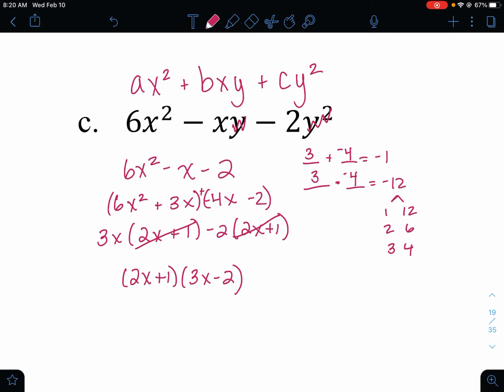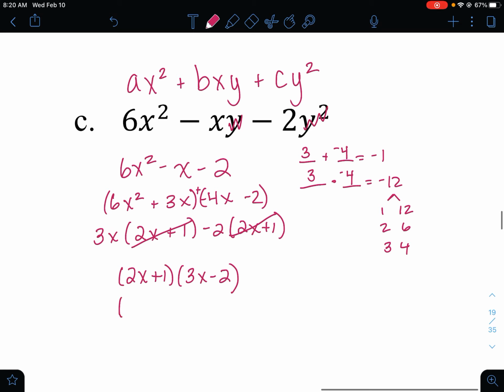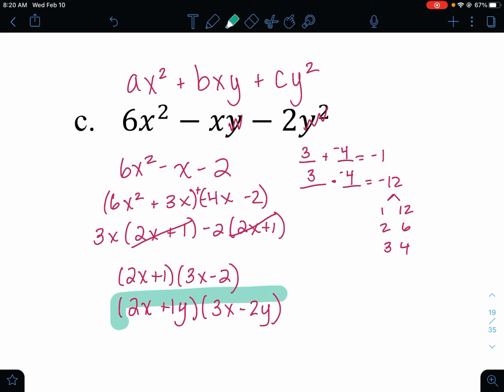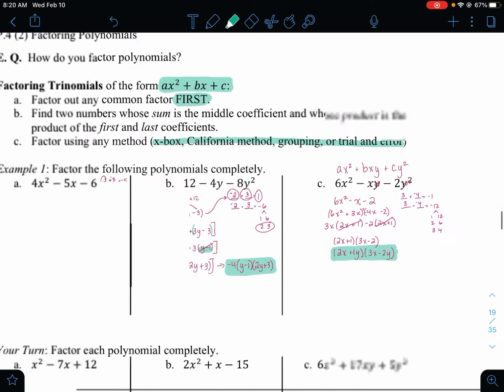Now, we can't forget those y's. Because I had the y's on there, that just means I'm going to change this a little. It's going to be 2x plus 1y times the quantity 3x minus 2y. So you just add the y's to the second term in each binomial. We don't necessarily need that one with the first y, but we'll leave it there for now. All right, so that's C.